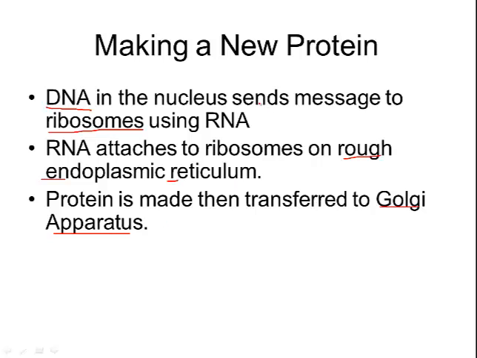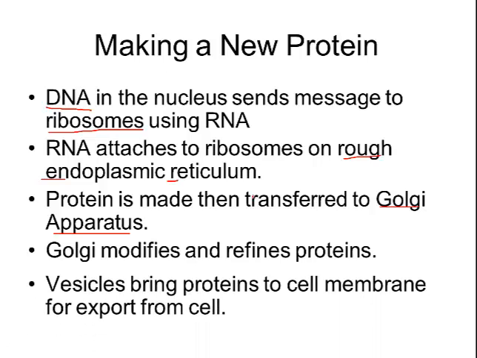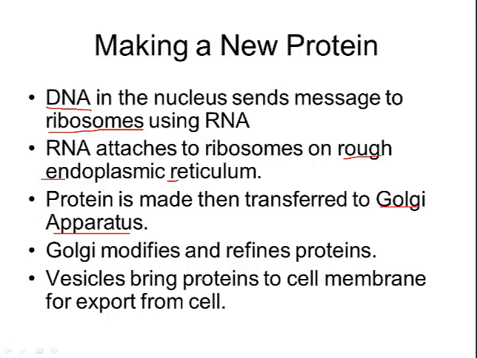Okay, so DNA has the message, gives it to RNA. RNA tells the ribosomes, you need to make this. Endoplasmic reticulum sends it to the Golgi apparatus. The Golgi modifies and refines those proteins, finishes them off, puts on any finishing touches. And then the vesicles that the Golgi makes are going to bring those proteins over to the cell membrane, and they will get exported from the cell.